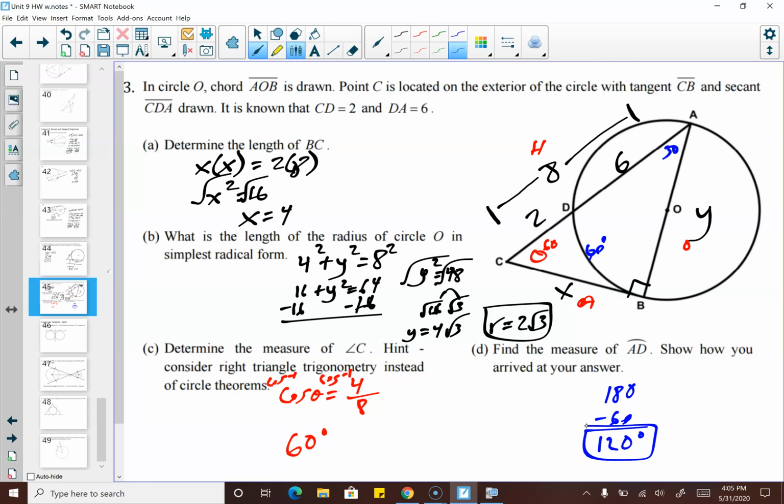So a mix of a bunch of different things there to do our homework. But if you can kind of just piecemeal it together, you'll find that you can get everything no problem.